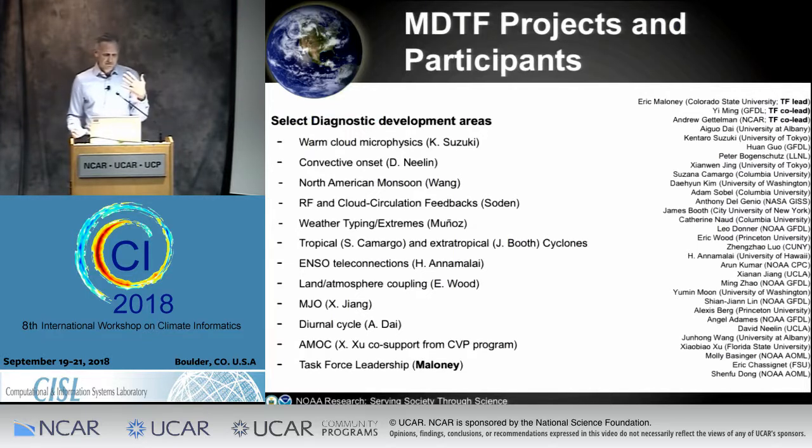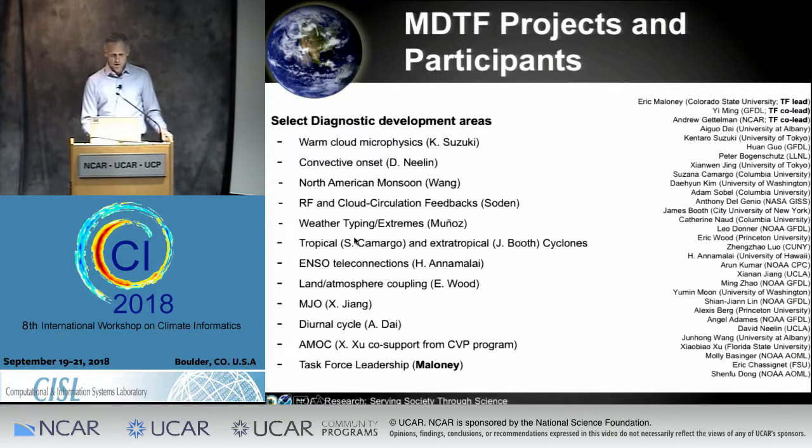Okay, so here are some examples of the things that we're diagnosing within climate models. The top few of these are actually related to clouds. So for example, Kenta Suzuki at the University of Tokyo is looking at the ability of climate models to simulate warm clouds that haven't reached the freezing level. David Neelin at UCLA is bringing data to bear on convective onset statistics and seeing whether models can simulate that properly. The North American monsoon is being diagnosed. Radiative feedbacks and cloud circulation feedbacks are being diagnosed by Brian Soden at the University of Miami.